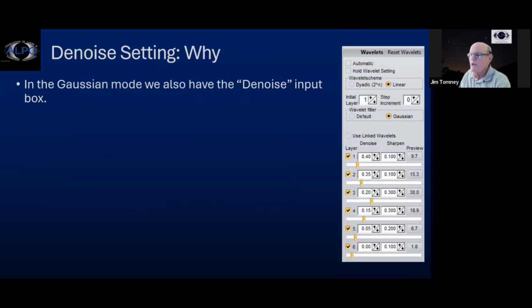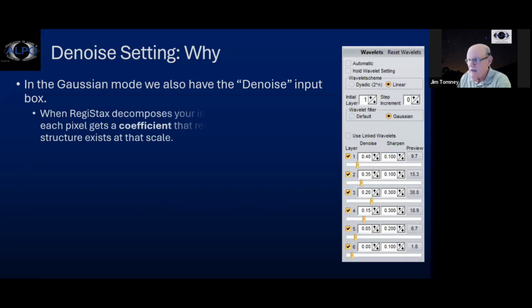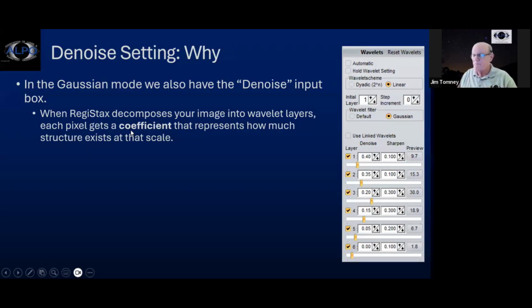So in the Gaussian mode, we also have the Denoise input box. So when RegiStax decomposes your image into the wavelet layers, each pixel, as I've mentioned, gets a coefficient that represents how much structure exists at that scale. So for each pixel in the layer 1 layer, each pixel has a certain coefficient as to how much that particular area mimics or looks like a small fast change.